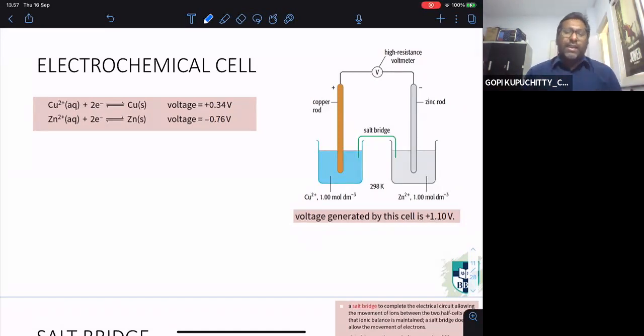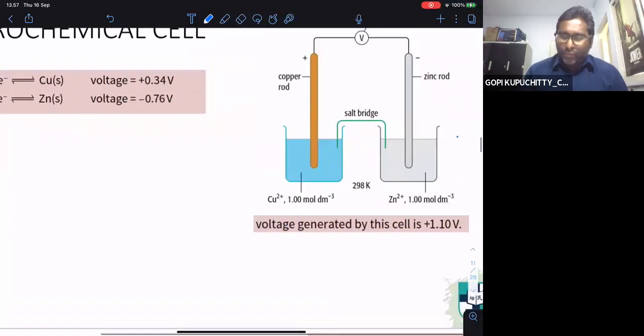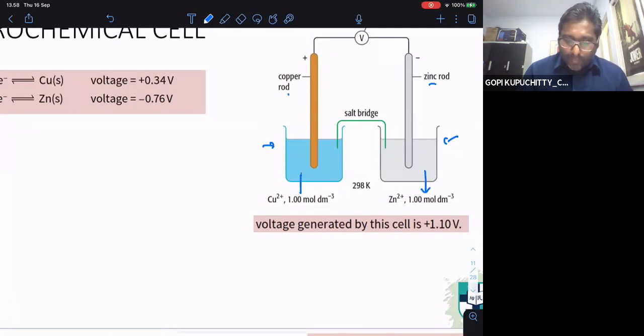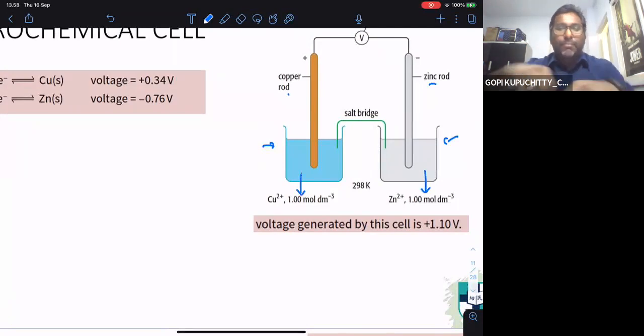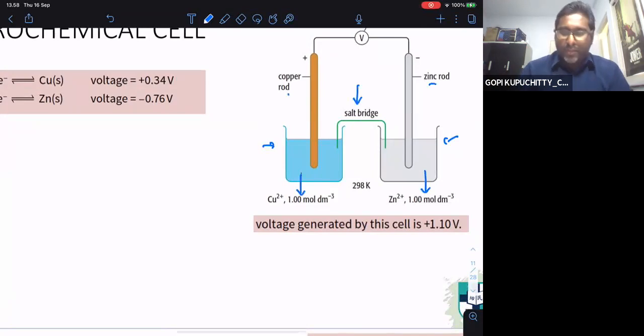One thing that you will notice is, why are there two beakers? Do remember we are using two different metals, so they must have their own ions: zinc rod with zinc ion, copper rod with copper ion. You cannot mix them together. But I need to put a salt bridge.